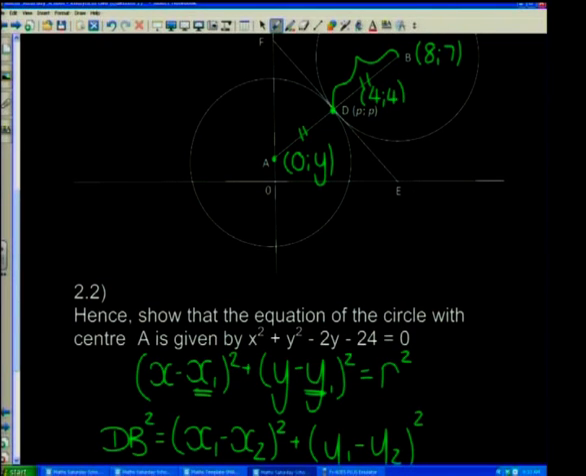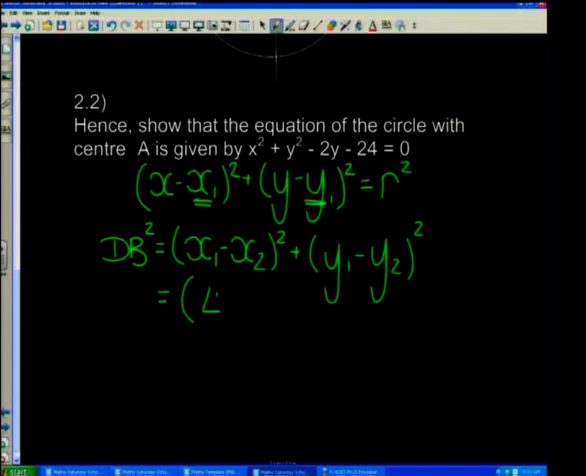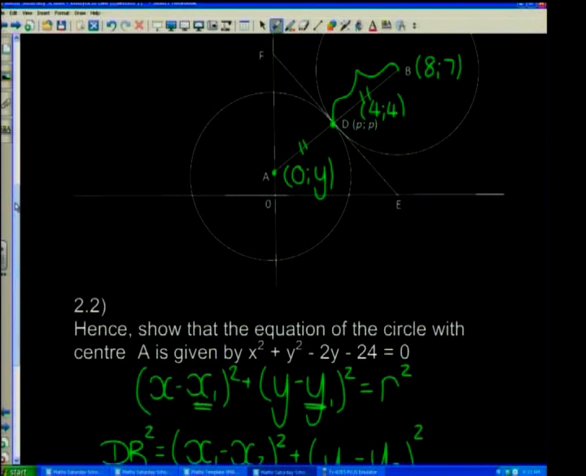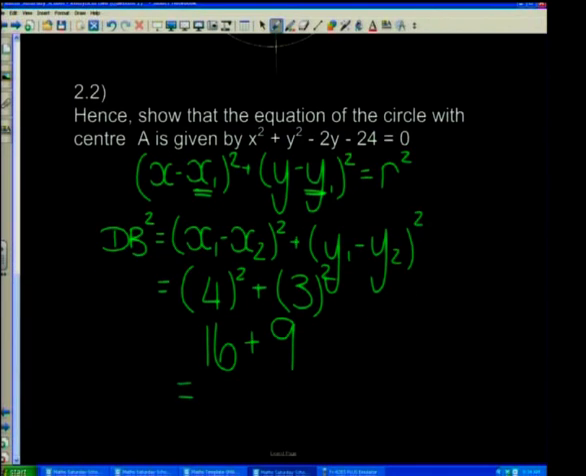Okay, so x1 minus x2, let's just do this quickly. 8 minus 4 is going to leave us with 4. That's going to be squared. I've got my y coordinates, which is going to be 7 minus 4, which is going to be 3. And that is going to be squared. 4 squared is going to be 16. That's going to be 9. I am getting a value of 25, and that is my radius squared.